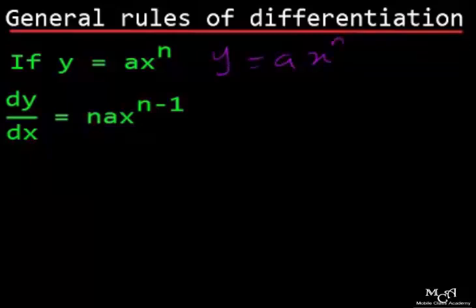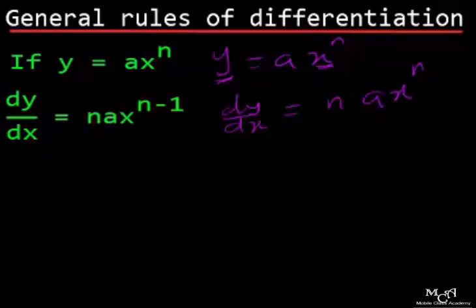So if you want to use the normal rules of differentiation, what you just need to do is differentiate your y with respect to x. If you differentiate your y with respect to x, you are going to have dy over dx is equal to, now this power will come down. The n power will come down. It becomes n ax raised to power n, then you subtract 1 from the power.